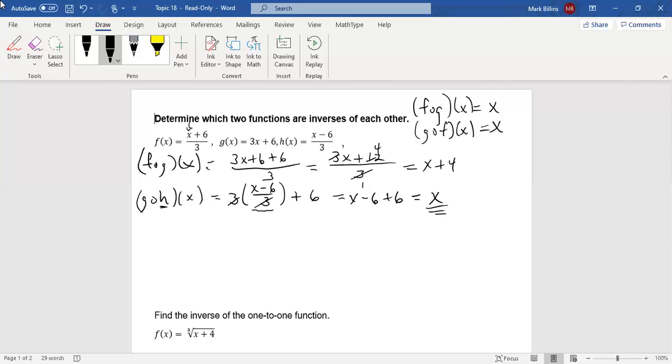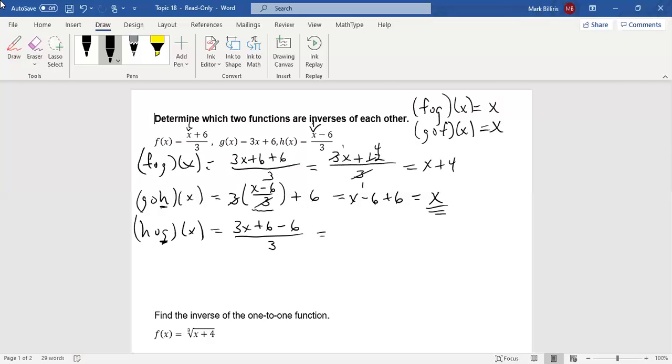So now to prove it, I need to find h of g of x. Remember, g of h worked, so we'll just check to make sure h of g gives us x as well. So in this case, we start from right to left, so we're going to take the entire g function, the 3x plus 6, and it's going to replace the x in the h function. So instead of it being x minus 6 over 3, the g is going to take the place of the x, so this becomes 3x plus 6 instead of x. We still have the minus 6, and that's over 3.